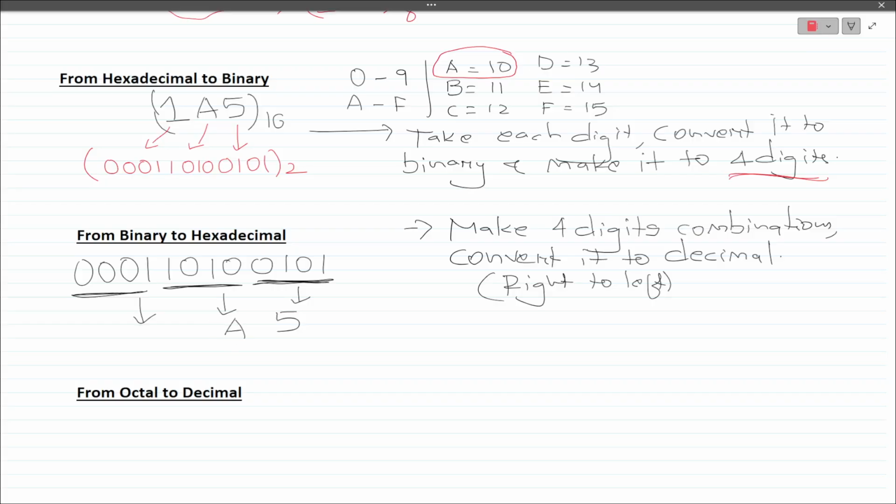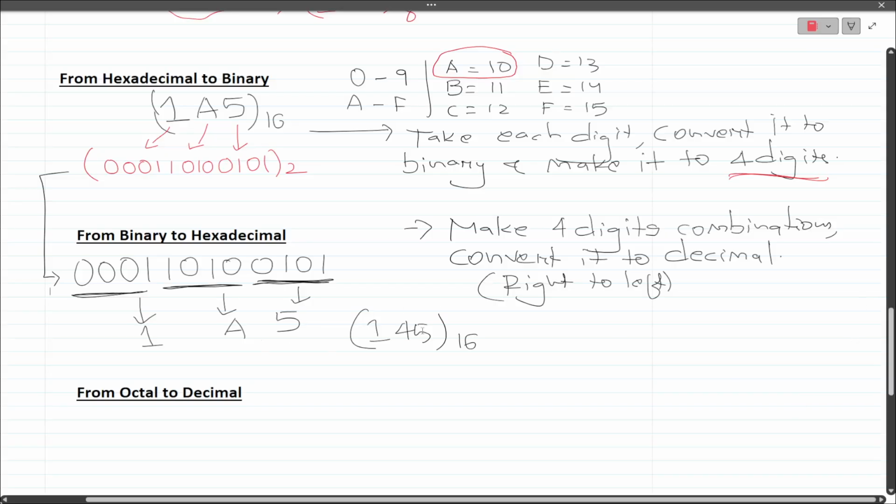Now 0001, if I convert it to decimal, it will be 1. See, 145 successfully got converted to hexadecimal. If you observe very carefully, I have taken the same thing. Previously I had taken 145 and I had converted it to binary. Now as I have taken the same binary number, I got to convert it to hexadecimal.